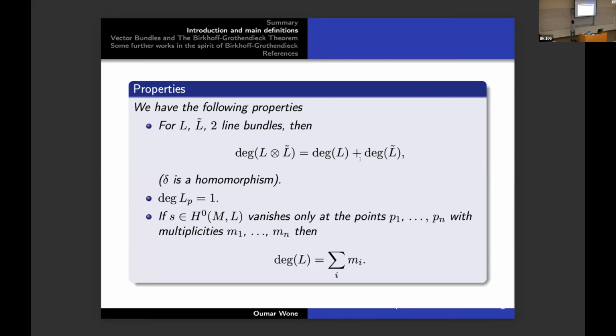Given two line bundles L and L tilde, the degree of the tensor product is the sum of the degrees. And this means that delta is a homomorphism. The degree of the point bundle L_P is equal to 1. And if we take a global section of L, which vanishes at points P1 to Pn with multiplicities m1 to mn, then the degree of L is the sum of the mi.